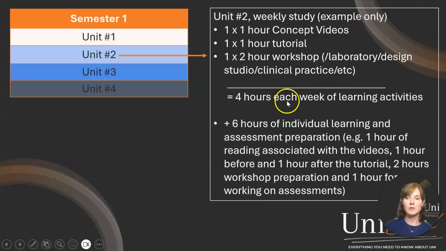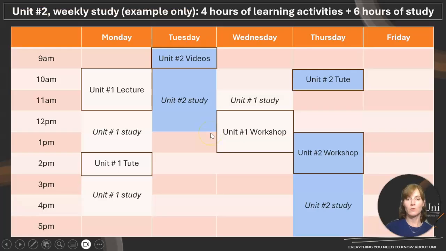So nevertheless, this one's got 4 hours a week of contact hours or face-to-face hours, or learning activities, that's another way to say it, but there's another 6 that the student's going to have to do by themselves. So here we go. I've got the videos here, there's a tute here and a workshop here, and I've just chucked in 3 hours here and 3 hours here. Again, not suggesting that's the only way to do it or even the best way to do it, but we really want to be visualizing all of the hours and not just those contact hours or those learning activity hours.